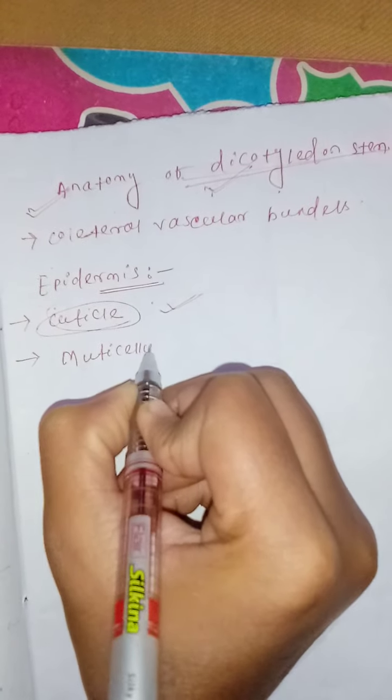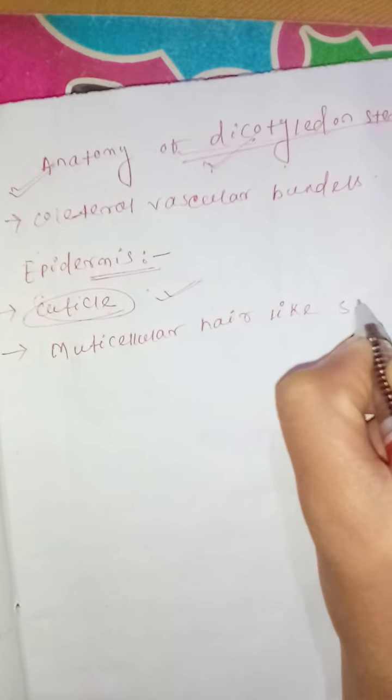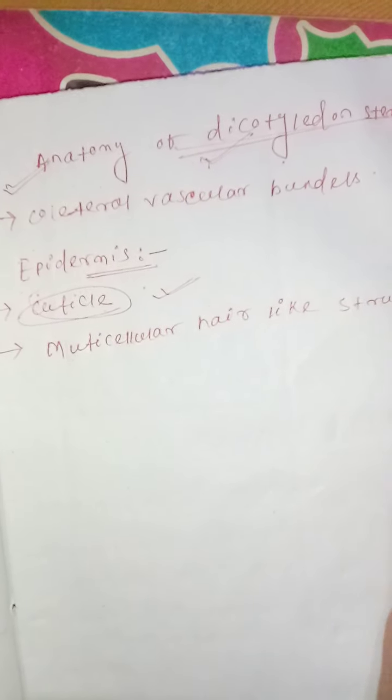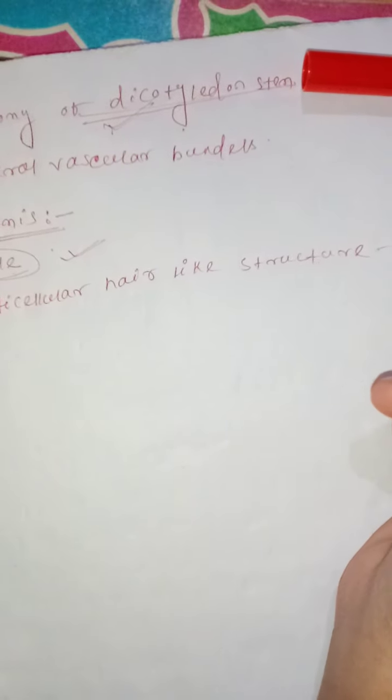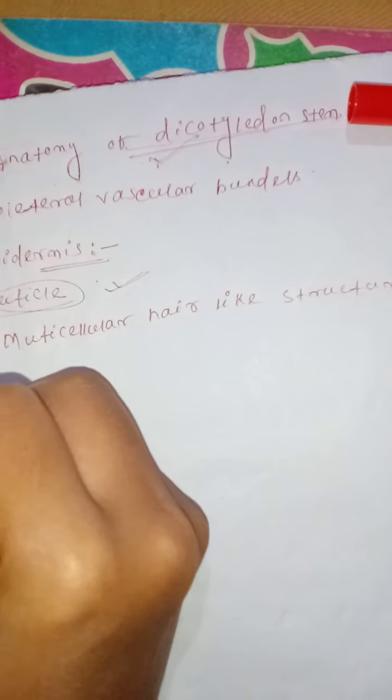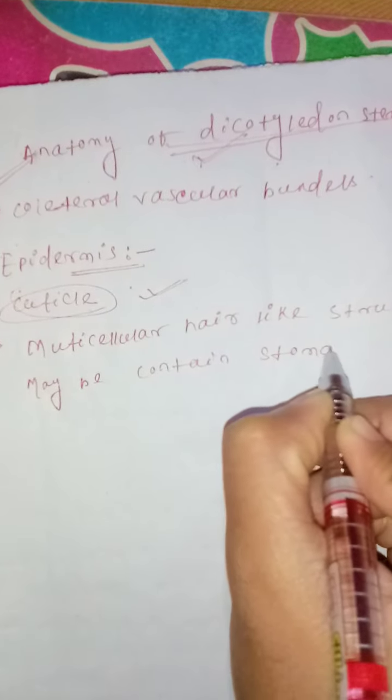So we have found multicellular hair-like structure, that is known as trichomes. We already know what is trichomes. Then epidermis may contain stomata. So in anatomy of dicotyledon stem, first we have found epidermis.